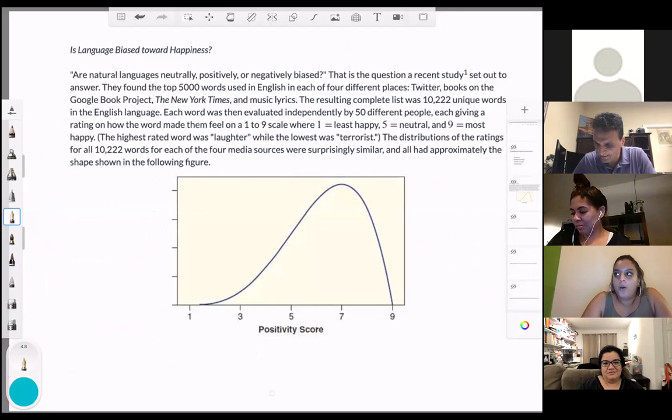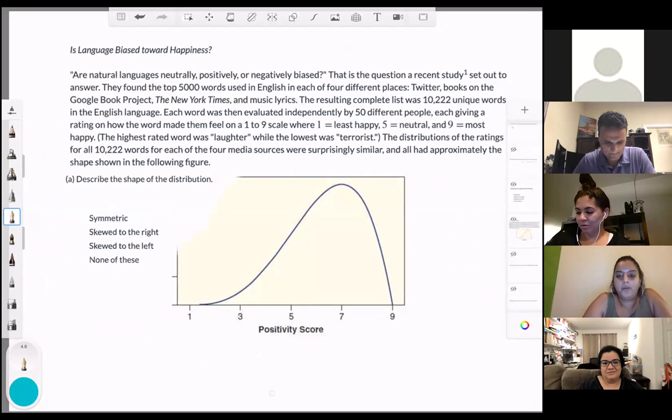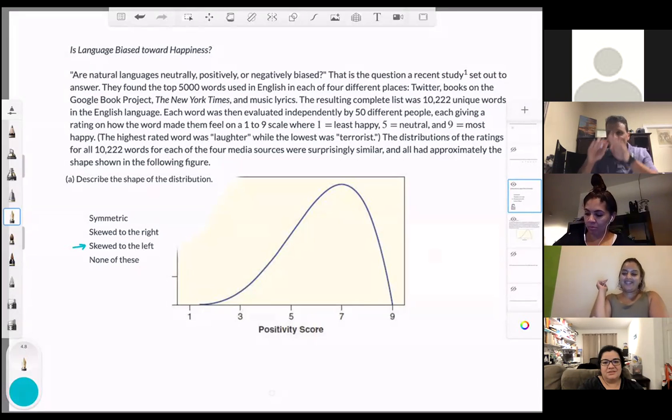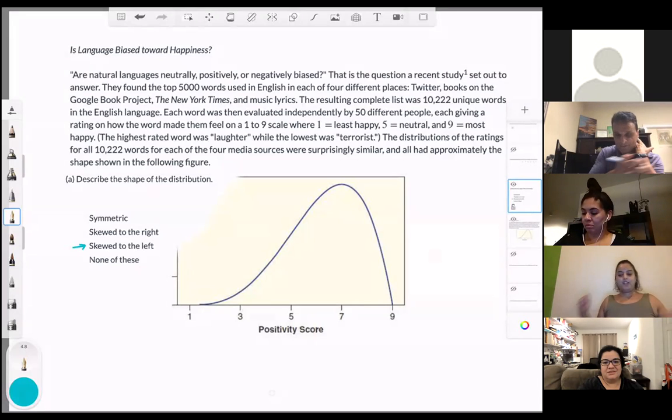Is this left or right? Describe the shape of the distribution. Is that symmetric, skewed to the right, skewed to the left, or none of them? That one's skewed to the left. Sure, yeah. Left. This goes to the left. Very nice. That's true. It doesn't need to go exactly all the way, but as long as it's not to the right and it's not symmetric, we're only left with the left.